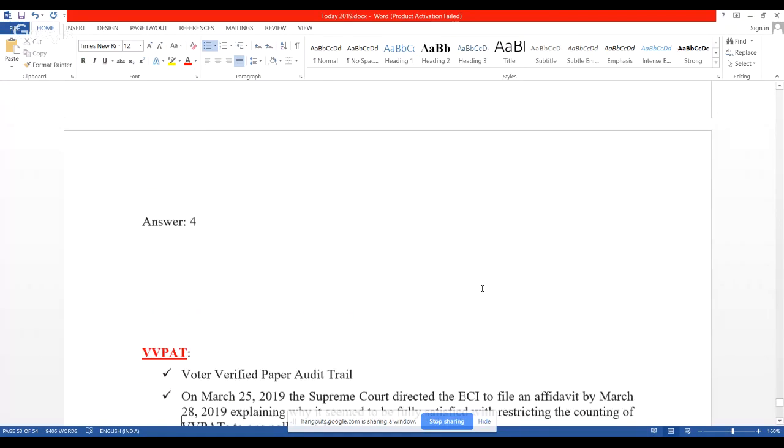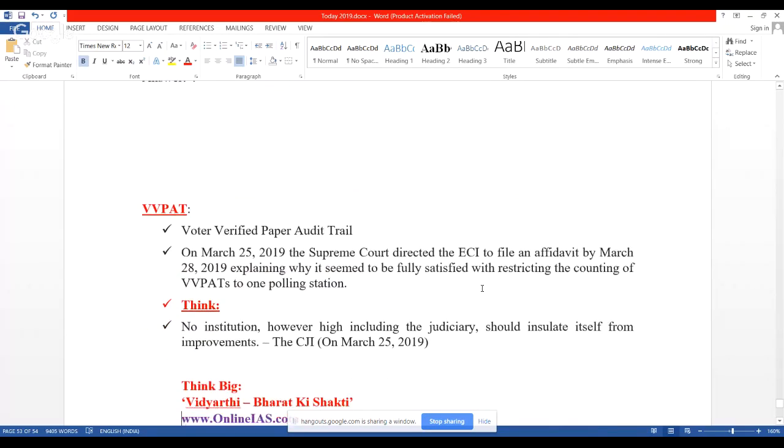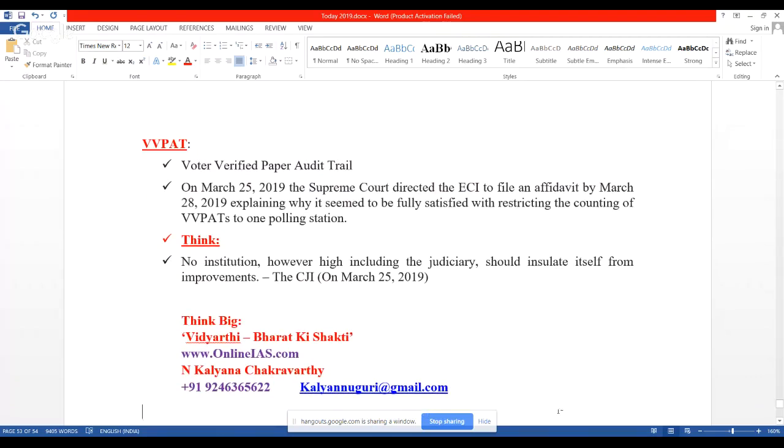Now the next concept is VVPAT, right? Can you please tell me? You cannot tell, right? So just think in your mind. I'm asking you a question. Think in your mind, and obviously it should be correct because you know the answer for this. Who recommended the introduction of the VVPATs, or on whose directions have VVPATs been introduced?